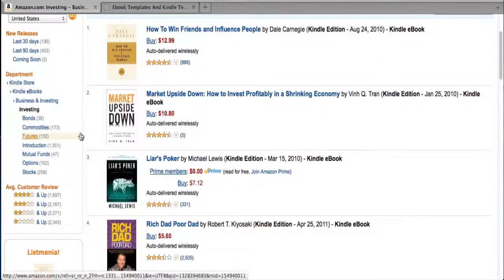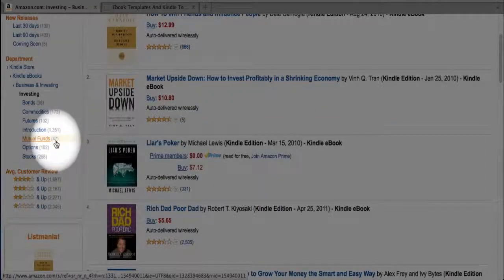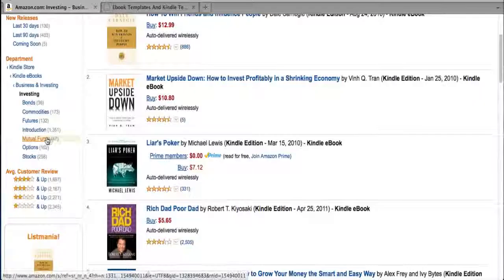And let's say you were doing a book on mutual funds or stocks. Let's say mutual funds. There's only 47 other books in this deep category of business and investing, and mutual funds. So you would only be competing in this niche category with only 47 other books right now. So that's exactly, if my book was about mutual funds, for example, that's exactly what I would do.